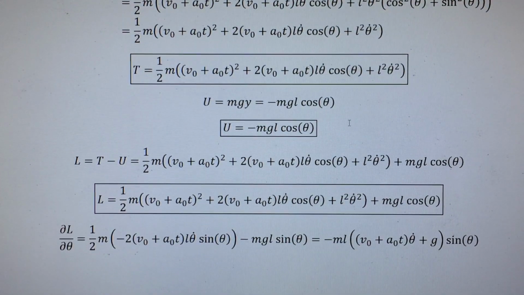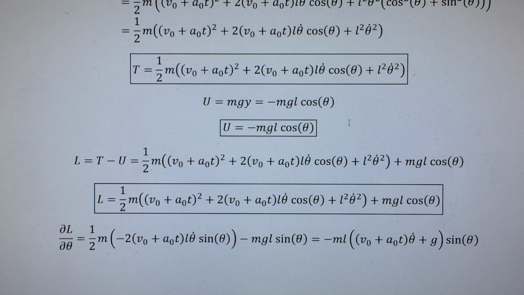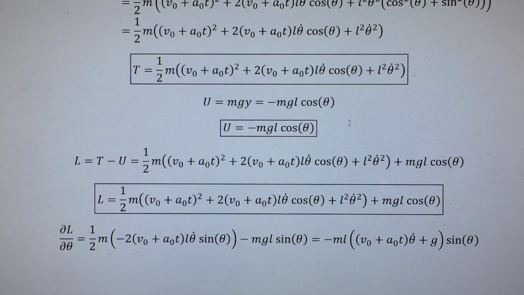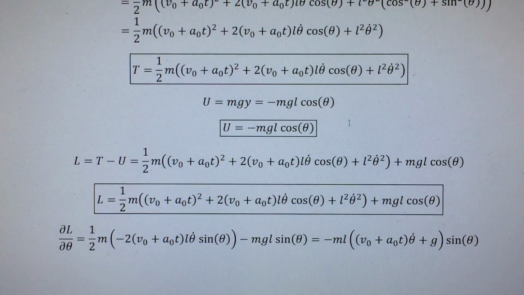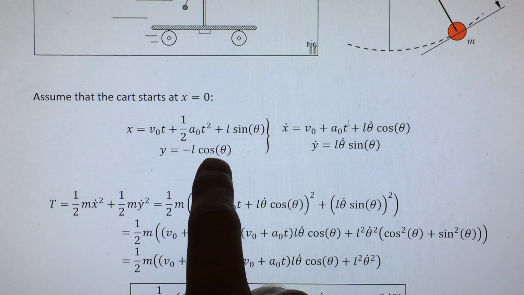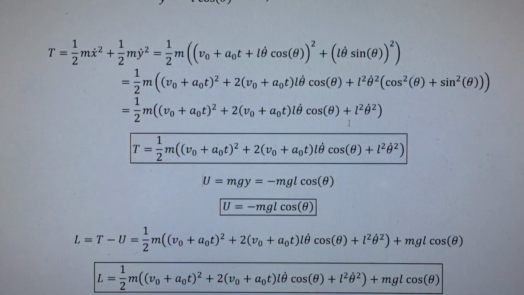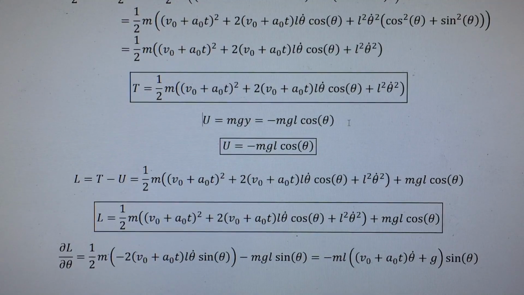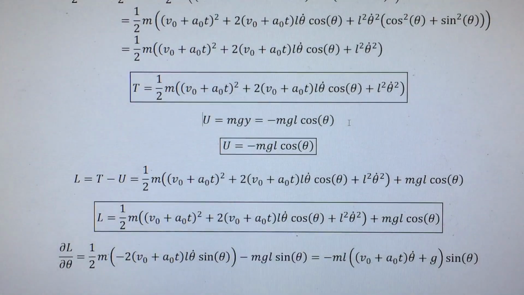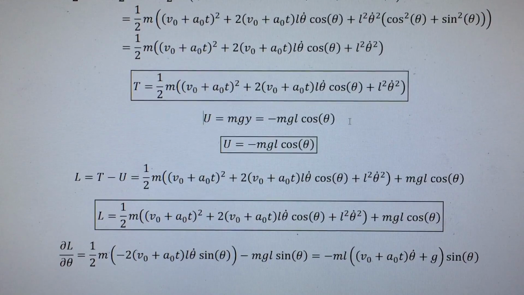Of course, the only potential energy here is gravitational potential energy, which is just in the downwards y direction. So, of course, the potential energy is going to be mgy, and we worked out the value for y using trigonometry up here, just negative L cosine theta. So then, unsurprisingly, the gravitational potential energy here, and in this problem, the whole potential energy is just negative mgL cosine theta.